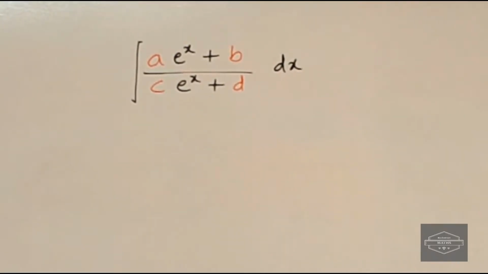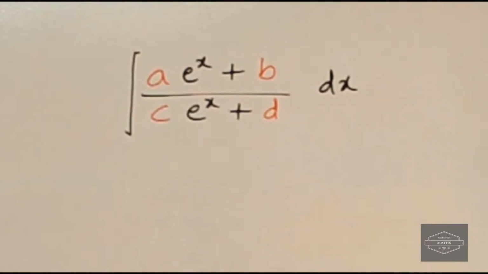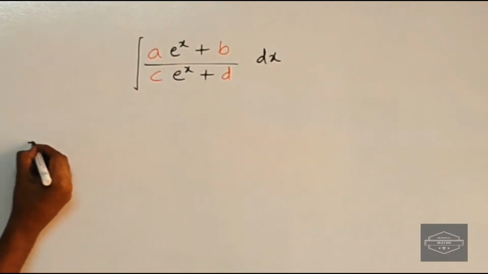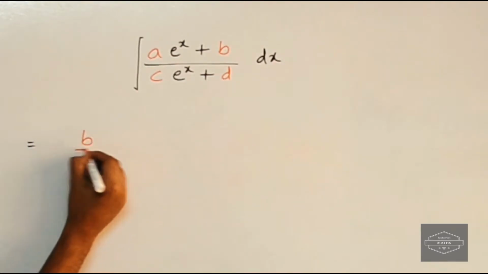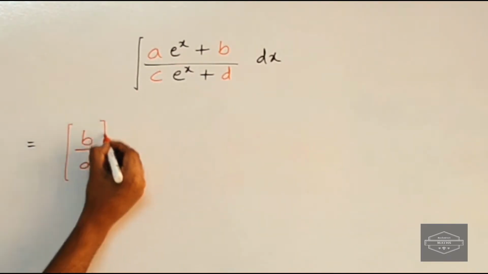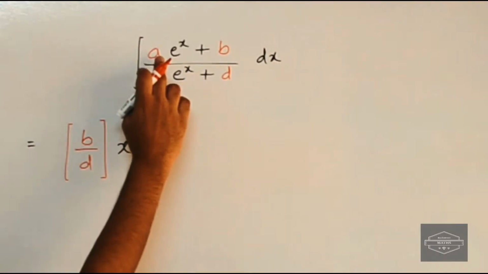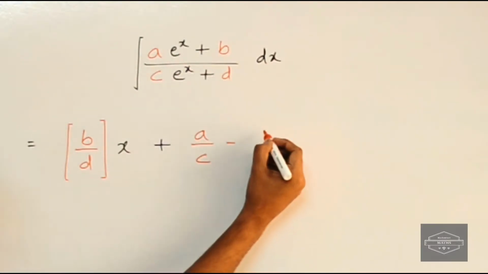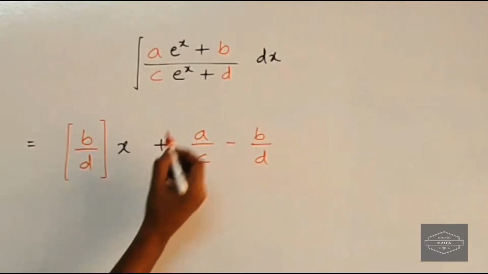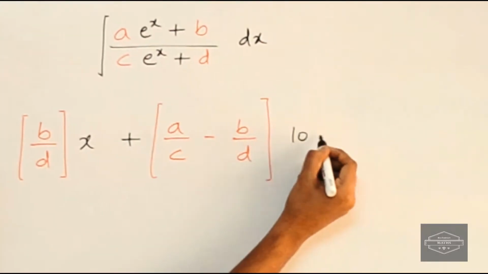Alright, so integral of the type a into e raised to x plus b upon c into e raised to x plus d is given by, so this is equal to, in the first term we have to write b upon d, तो यहाँ पे आएगा b upon d and this is the first term and we multiply our first term with x plus in the second term we have to write a upon c minus b upon d, so here we write b upon d and this is our second term and we multiply our second term with log of denominator.